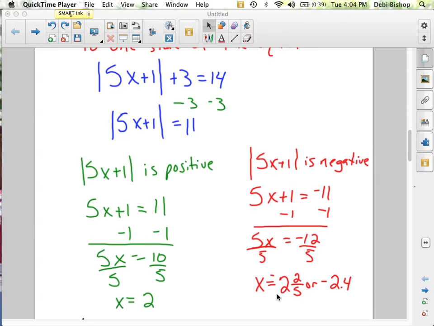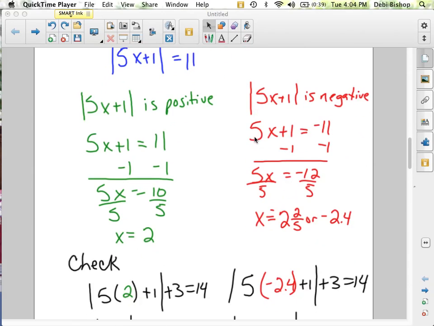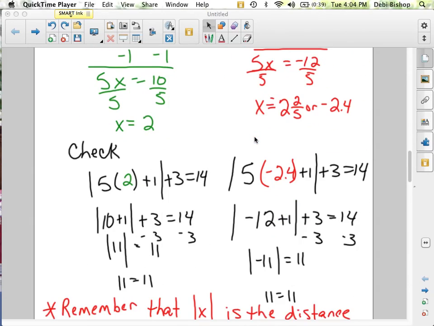And then again, just to prove it, we would plug it into our original equation. Our original is the absolute value of 5x plus 1, end absolute value, plus 3 equals 14. So you can go here and see your math.